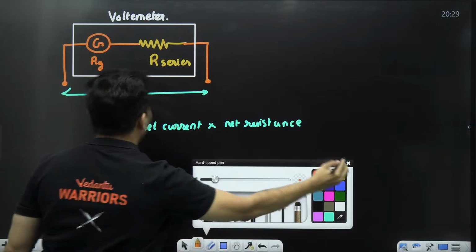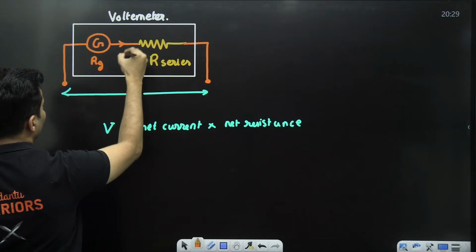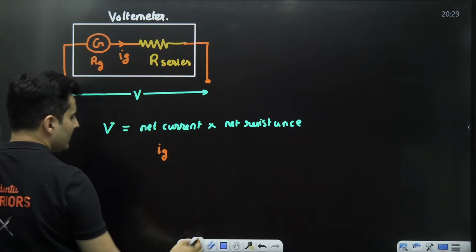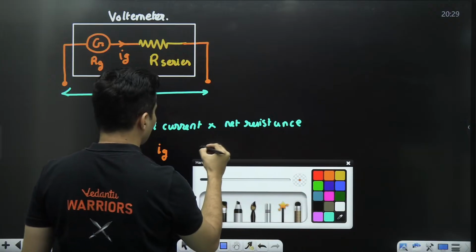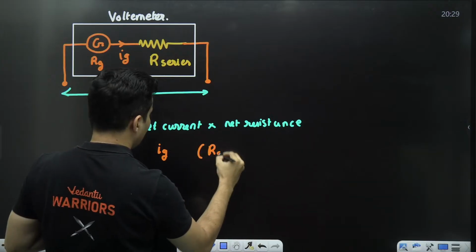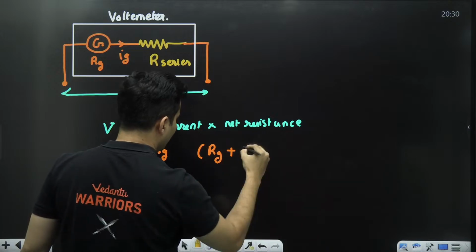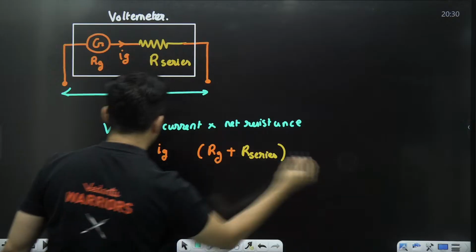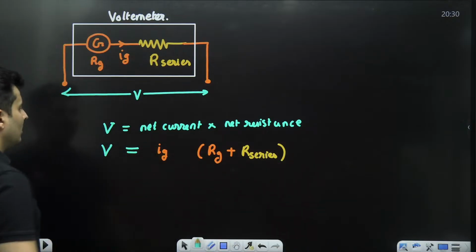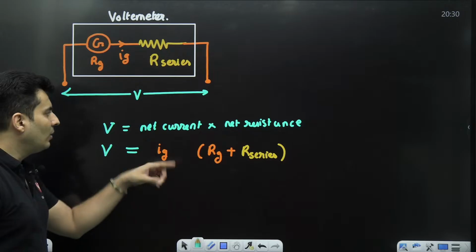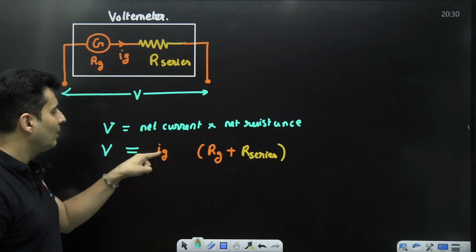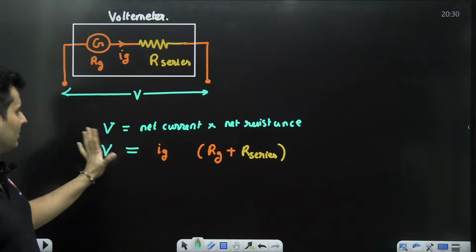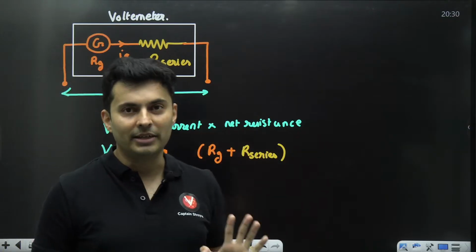So whatever current goes through the galvanometer has to go through the series resistor. They are in series obviously. So the net current is just Ig. The net resistance though is nothing but the resistance of the galvanometer plus the series resistance. That's it. So this then becomes your voltage measured value. So this is how you can measure the voltage if I measure the galvanometer current. If I know the current, I can measure the voltage. This is the working principle of a voltmeter.